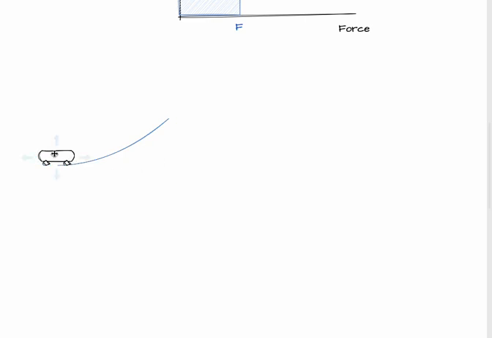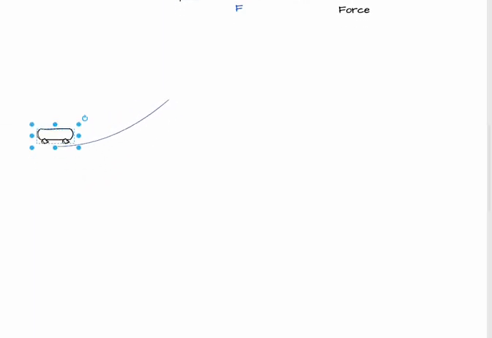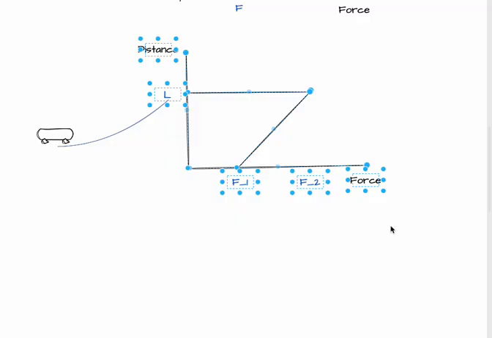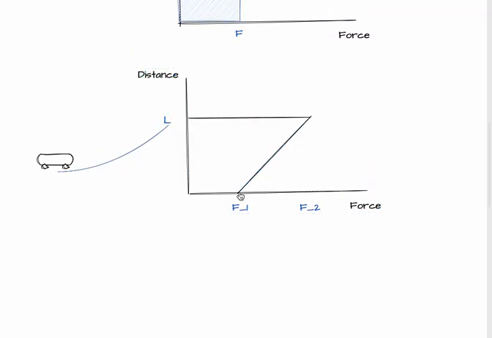Let's now assume that we have something a little bit more complicated. We push the trolley not straight, but up the hill, and it means that we always have to push with more force to reach the same distance. So we start with some F1, and then we push up to some value F2, more, to be able to still reach distance L. Very important, the work will be the same.